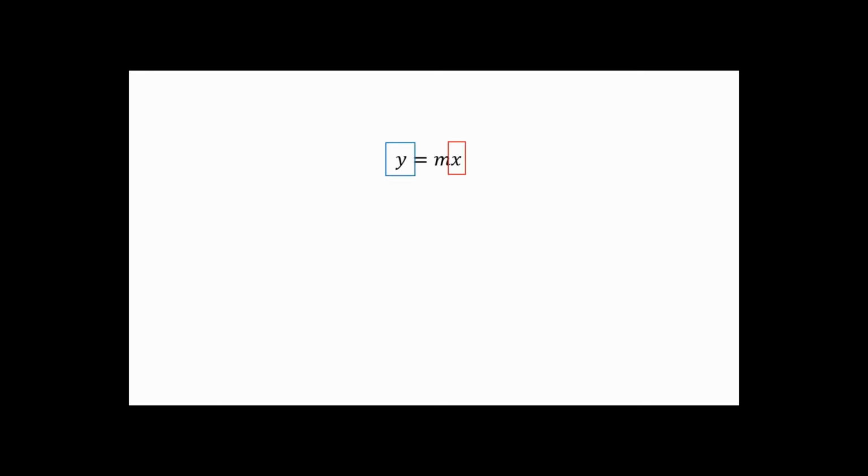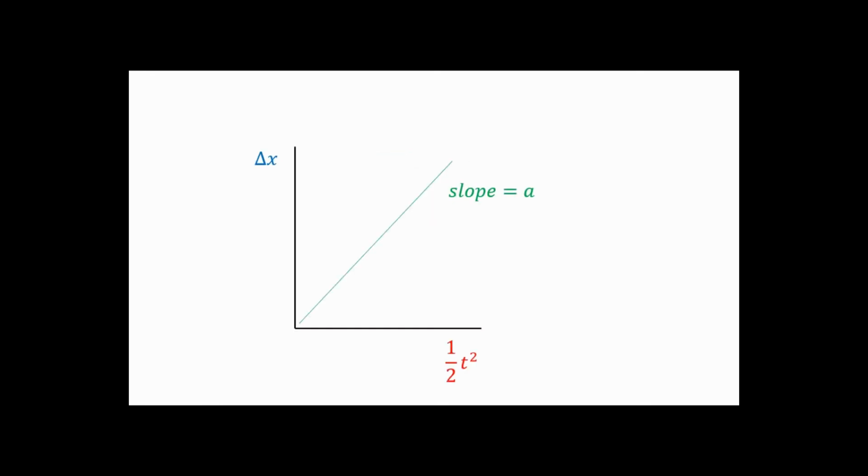But for a linear response, we want y equals mx, where y is going to be our vertical data point, and x is going to be our horizontal when we graph them. Now, we could do delta x versus t squared, and the slope would give us 1/2 a, but, as I mentioned before, just like we did with the other one, we can also do delta x versus 1/2 t squared, and our slope will actually be outright our acceleration. So that's what we're actually going to do, okay?